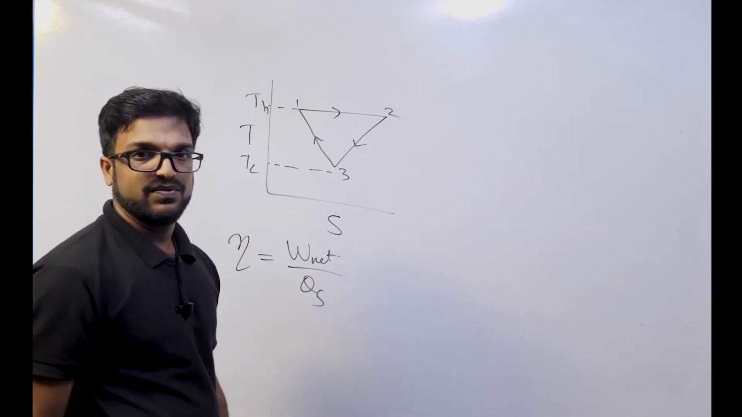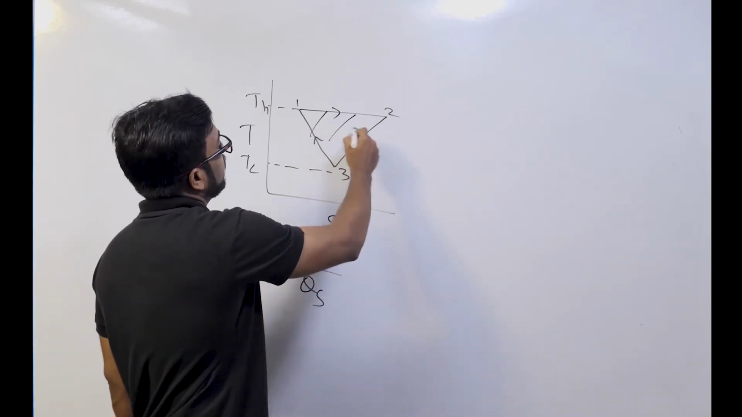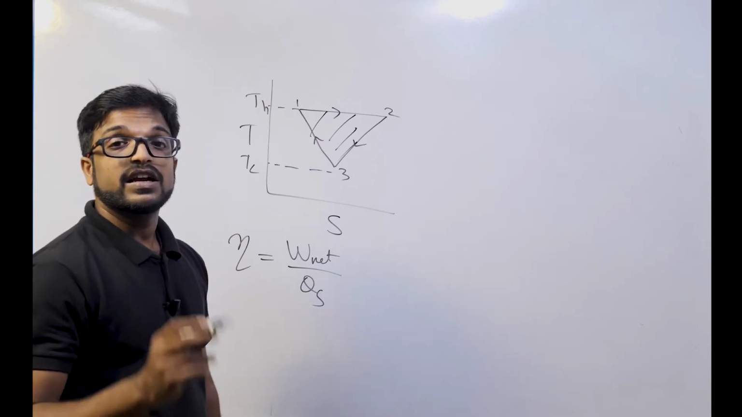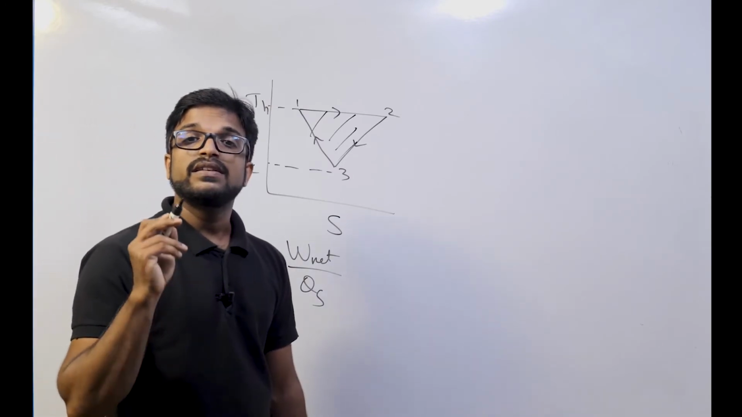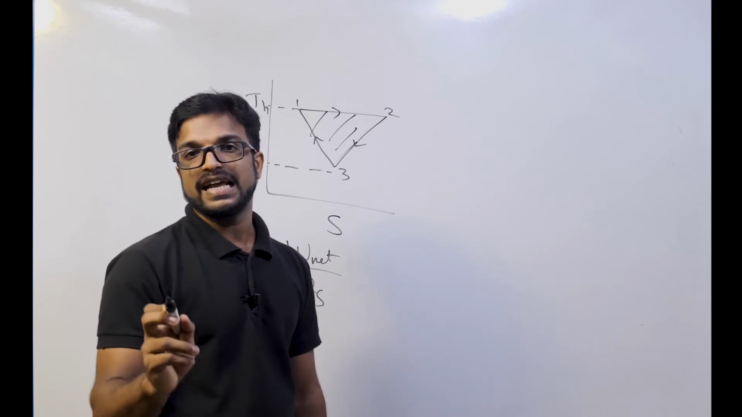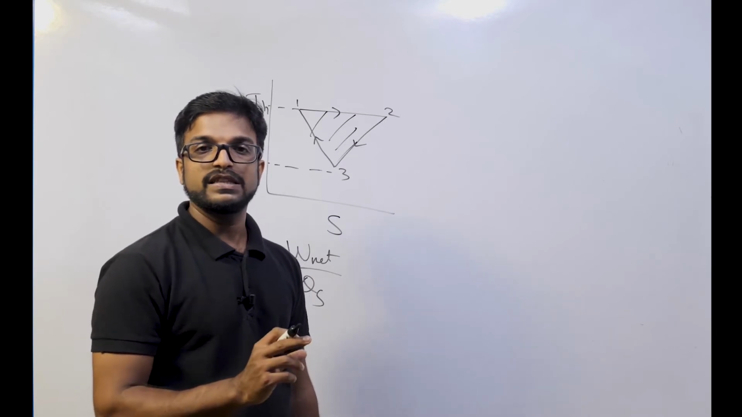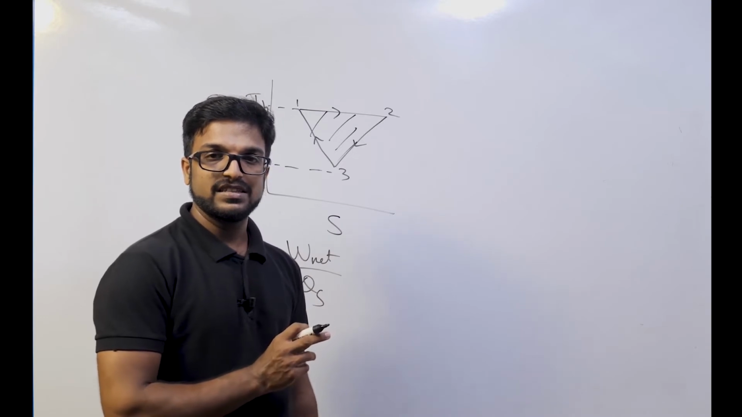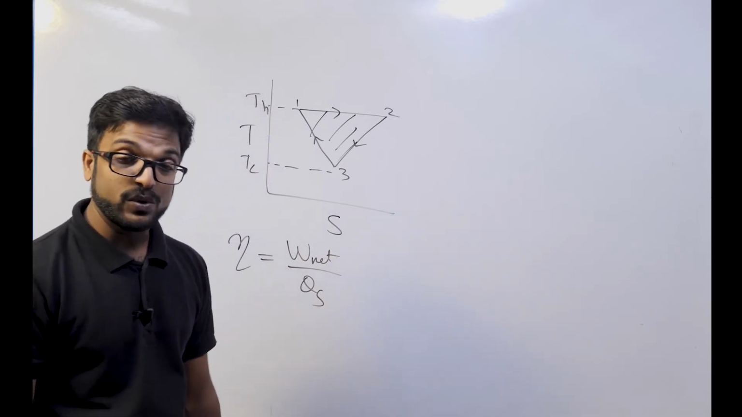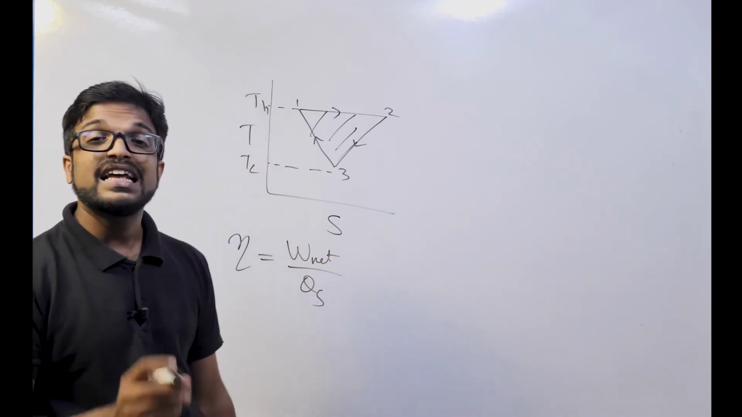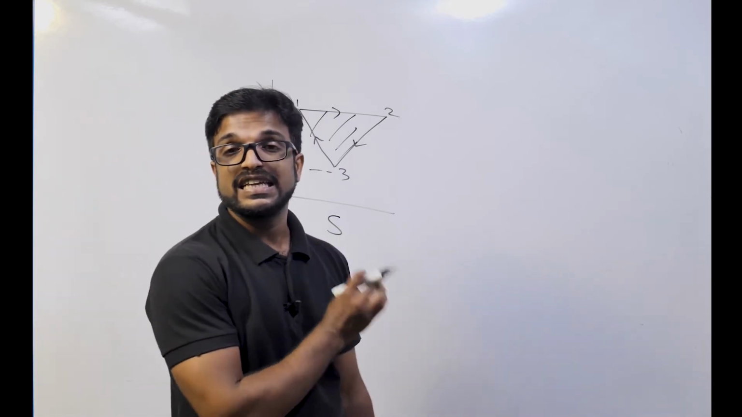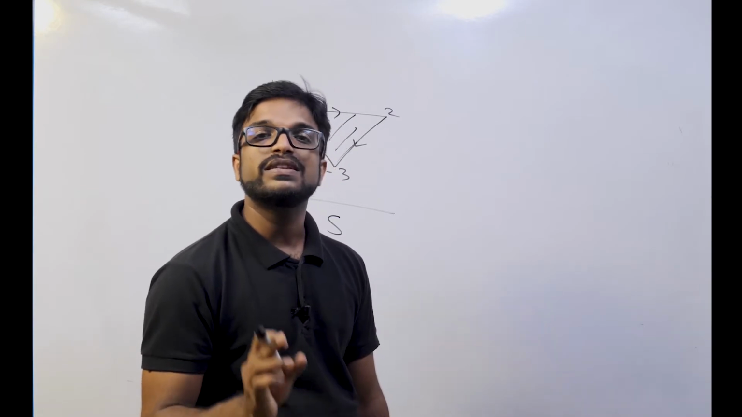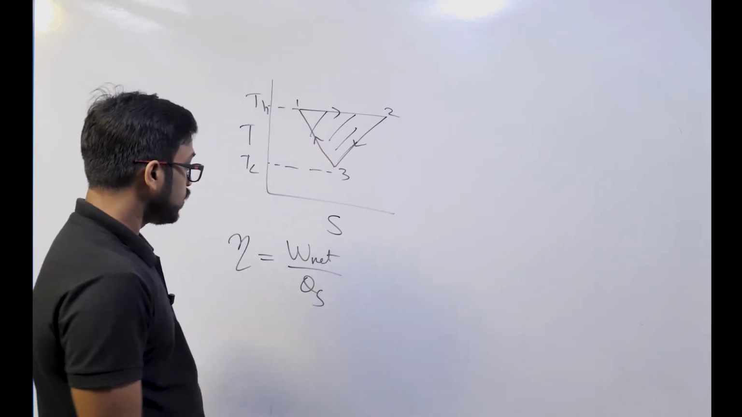But we know that the closed area inside a TS diagram or PV diagram, any diagram you take, the closed area is representing net work as well as net heat transfer. I have already explained this earlier. If you are having doubt, just refer back to the earlier lectures. I have explained that in a beautiful manner. So just understand that the closed area inside the TS diagram is representing net heat transfer. Also that is equal to net work transfer.